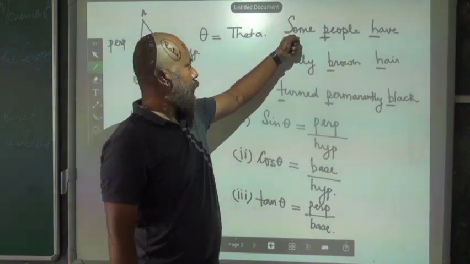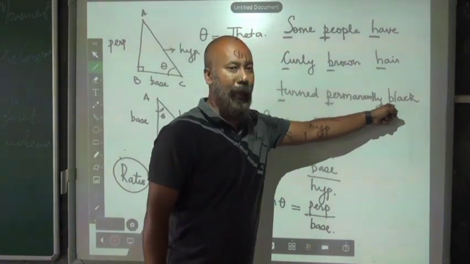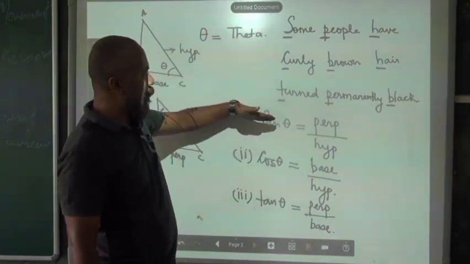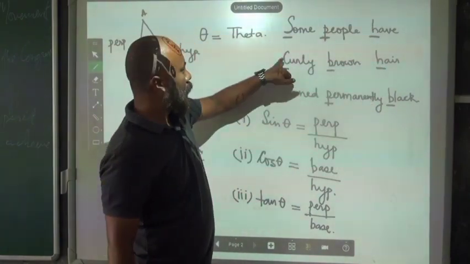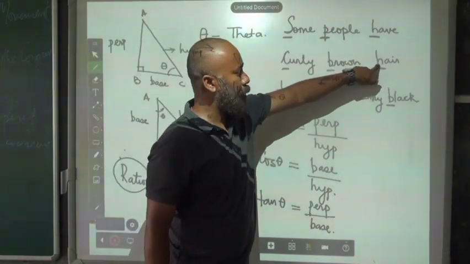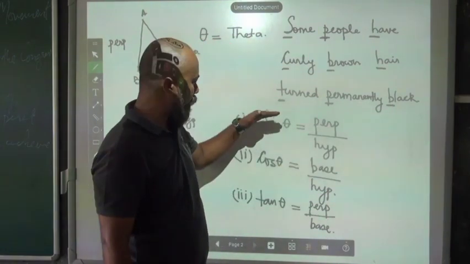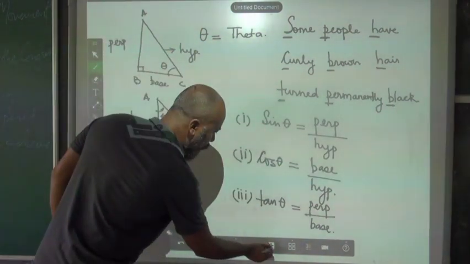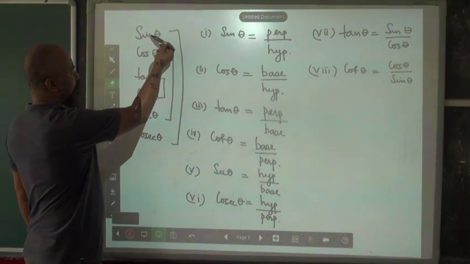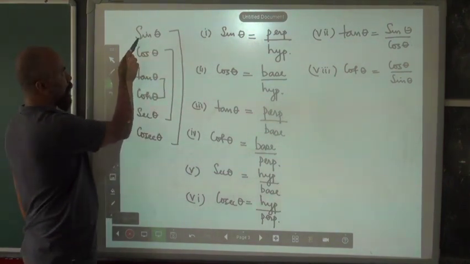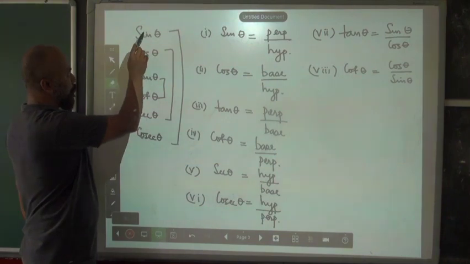So we have the poem first. Some people have curly brown hair turned permanently black. From there, the first line gives us the first formula, which is sine theta is equal to perpendicular divided by the hypotenuse. Cos is equal to base divided by the hypotenuse. And tan equal to perpendicular divided by the base. So this gives us the first three formulas. Now what you try to do is remember this in this particular order: sine, cos, tan, cot, sec, and cosec. Please again remember it in this particular order only.